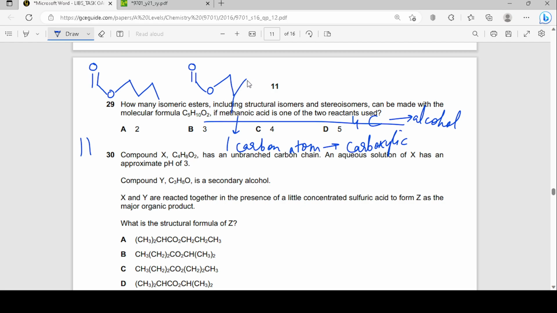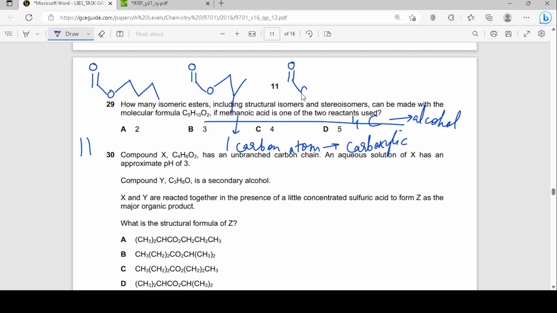This carbon atom has four groups attached to it, but two of them are methyl groups, so they're not four different groups. And for this other one, it has two H atoms attached to it, so they're not four different groups either. You cannot have optical isomers.